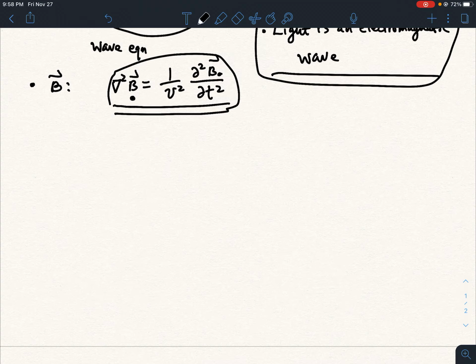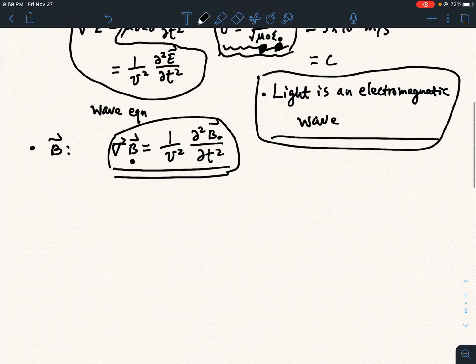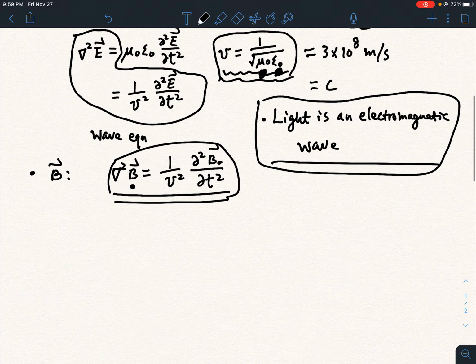So now light is an electromagnetic wave and can be derived from the wave equations, in one dimension, as we discussed. Now we want to see that the electric field E and the magnetic field B are both propagating like a wave, and we want to see the relation between them.